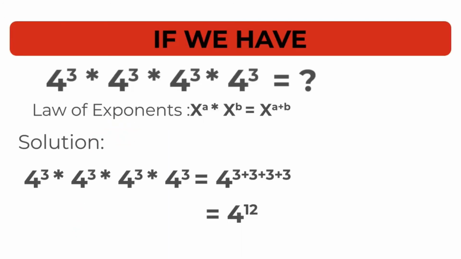So if the question was 4 raised to the power 3 times 4 raised to the power 3 times 4 raised to the power 3 times 4 raised to the power 3, then you can do 4 to the power of 3 plus 3 plus 3 plus 3. That will be 4 to the power of 12. Alright, but in this question you cannot do that. That will be wrong. Alright, so then you ask, Dr. Jide, what do I do?